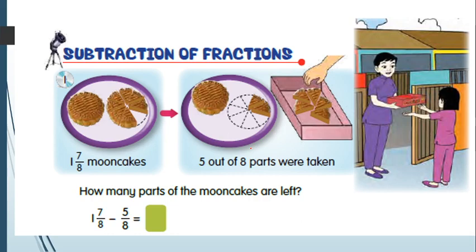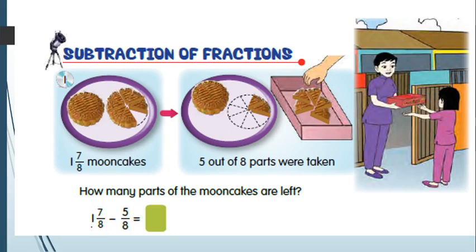Let's start with our subtopic, subtraction of fraction. For example, we have a question here. How many parts of the mooncakes left? 1 7 over 8 minus 5 over 8.